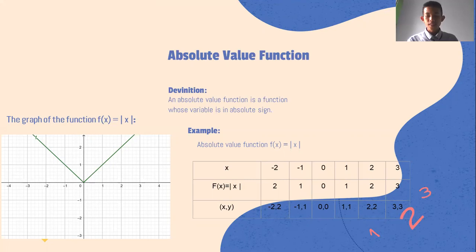We need to know that the graph of the absolute value function is always shaped like the letter V, not 5, the letter V. Okay.